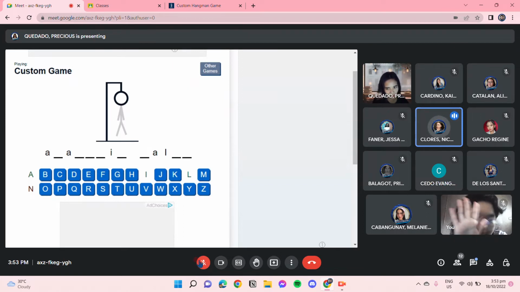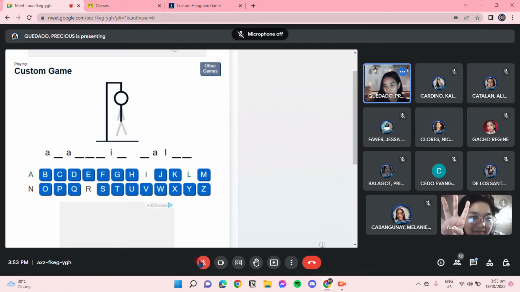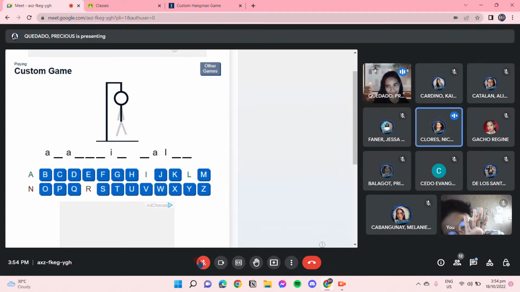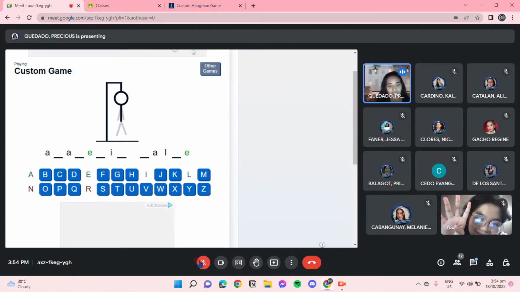Letter R. Let's see if R is correct. Letter R is incorrect. No clue. It's something about importance. Import. Letter E. Let's try letter E. So that's letter E. You got it right. I have no clue.